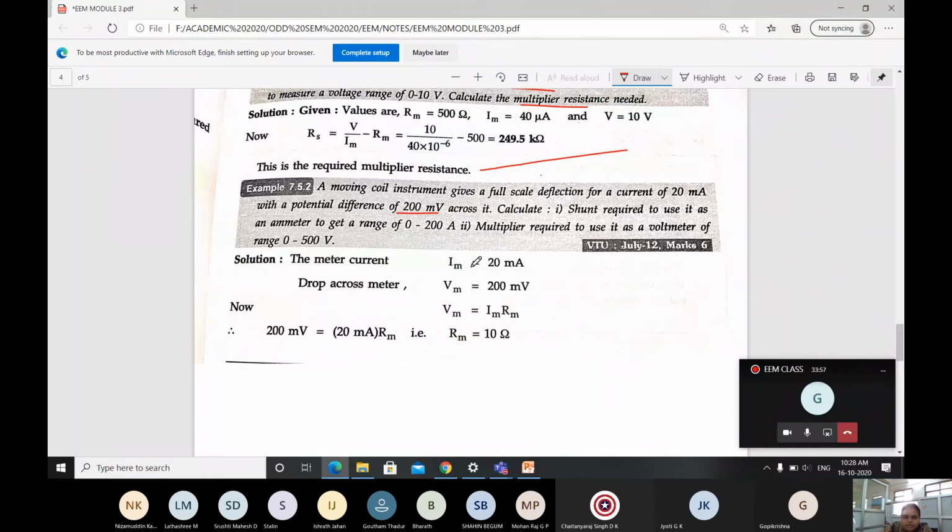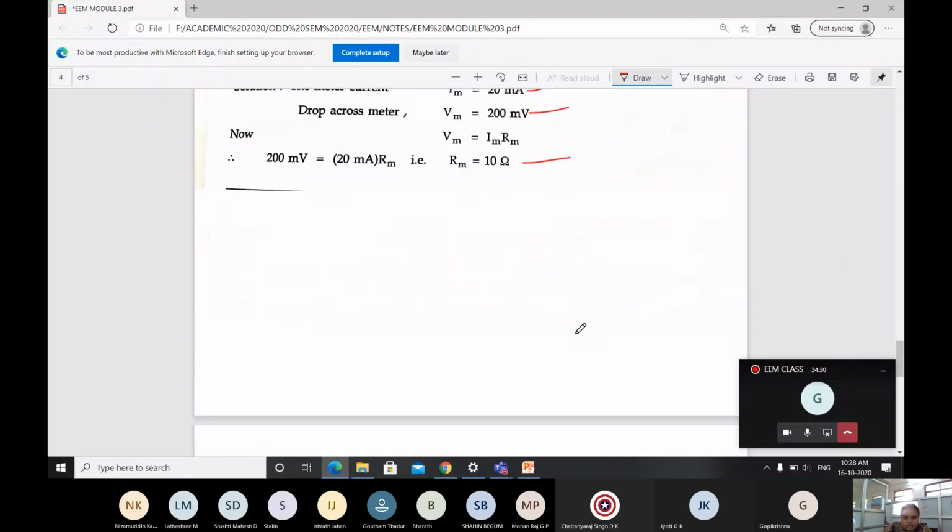Next, what are the given parameters? Im is given as 20 milliamps, the drop across the meter, that is Vm, is given as 200 millivolts. Vm is going to be taken as Im into Rm, right? So from this I can calculate Rm. Substitute for Vm, it's 200 millivolts, then Im is 20 milliamps. After calculation, you will be getting Rm as 10 ohms.